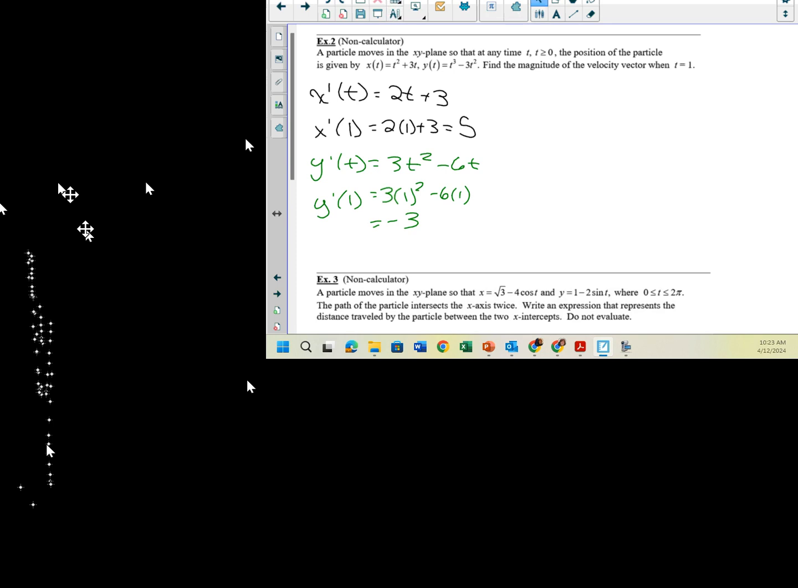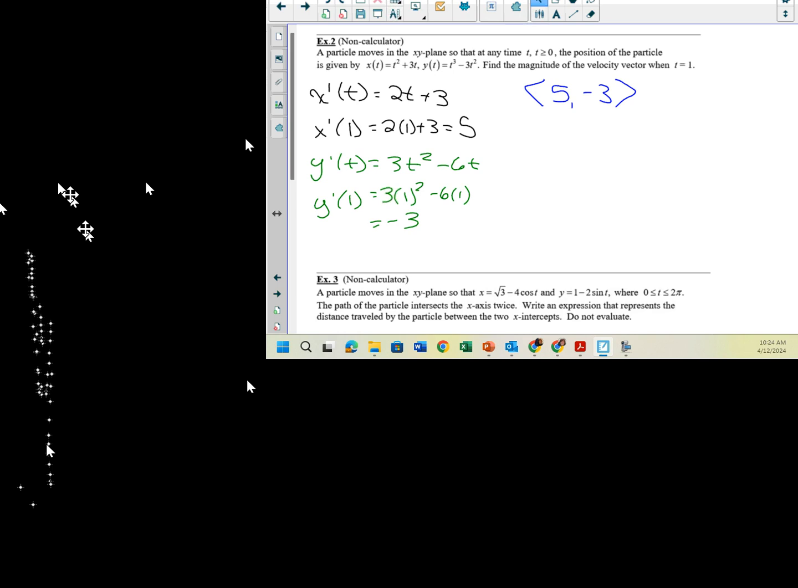Now, I do need to remind you, ladies and gentlemen, please make sure you label x prime of t and y prime of t. You can use x prime and y prime if you want to. But don't just have 2t plus 3 and 3t squared minus 16, because if I have no clue what they are, I can't give you credit for them. So you do need to have labels on them. And so I know my velocity vector is 5, comma, negative 3. Do that math right.